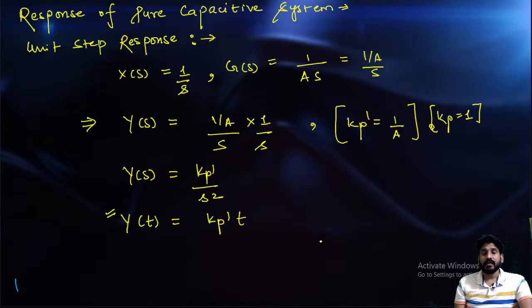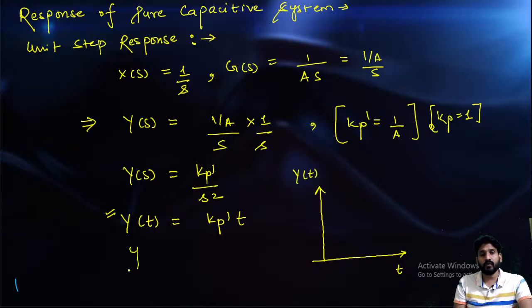Yes or no? If you try to plot the graph between y(t) and t, what kind of graph will you get? It is very simple: a straight line equation of the kind y is equal to mx. That line passes through the origin, and the slope is constant, which is my Kp dash. Is it clear to you or not?